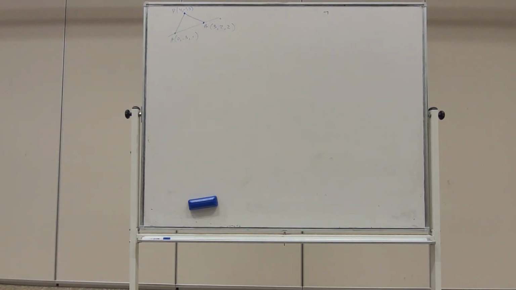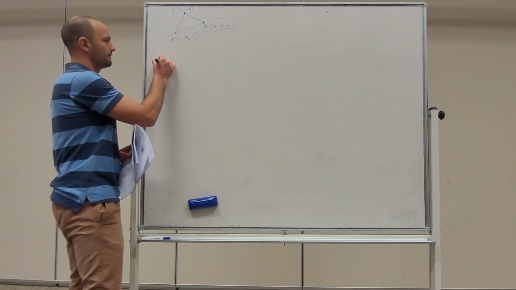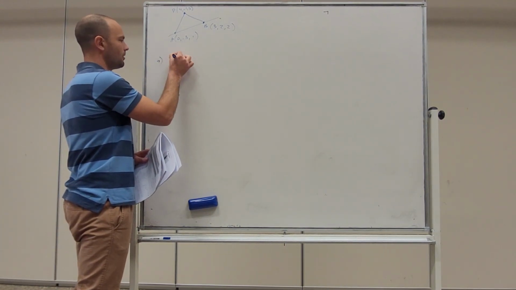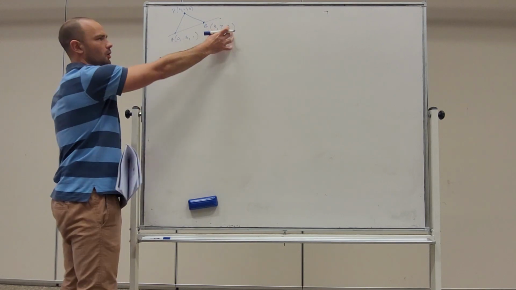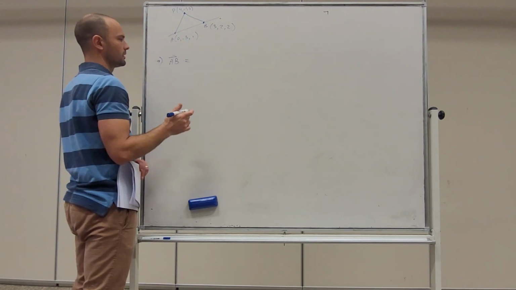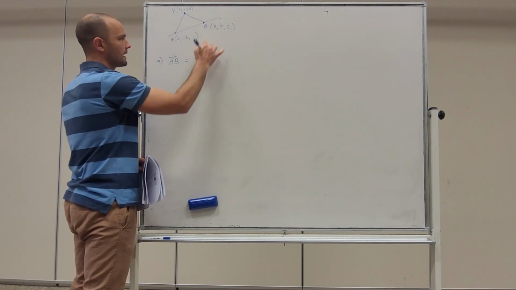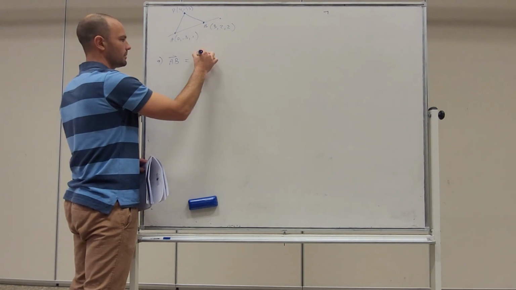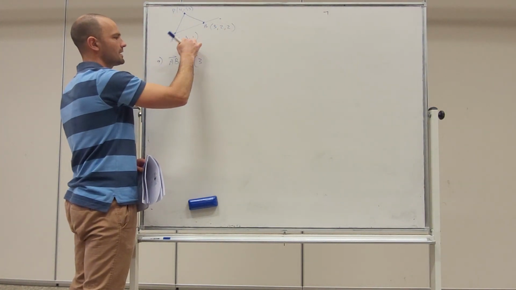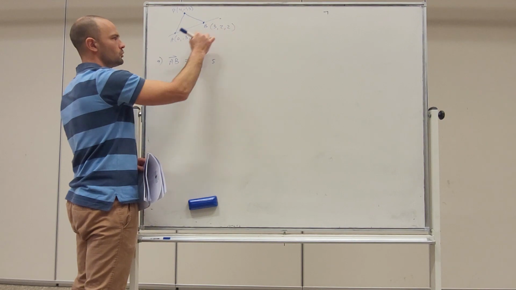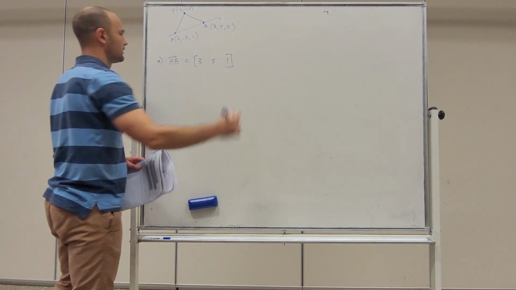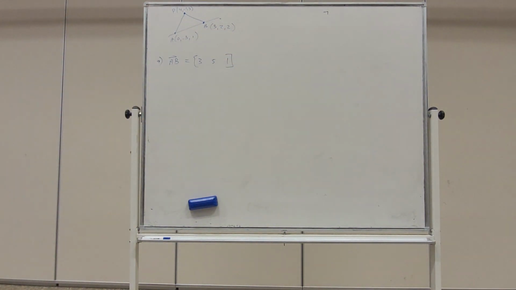Part A, find vector AB. The vector from A to B is the coordinates of B take the coordinates of A. So that's going to be 3 take 0, that'll be 3. 2 take -3, 5. 2 take 1, 1. We've got vector AB.